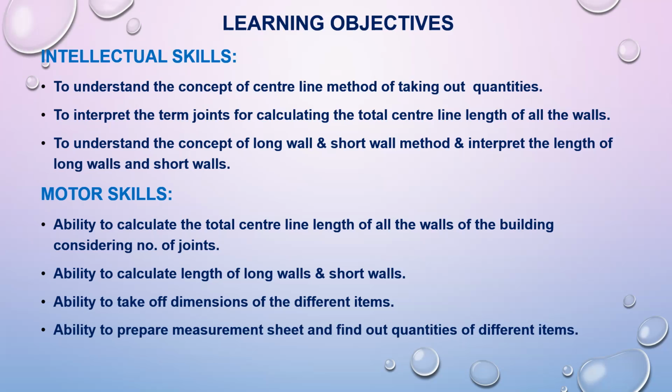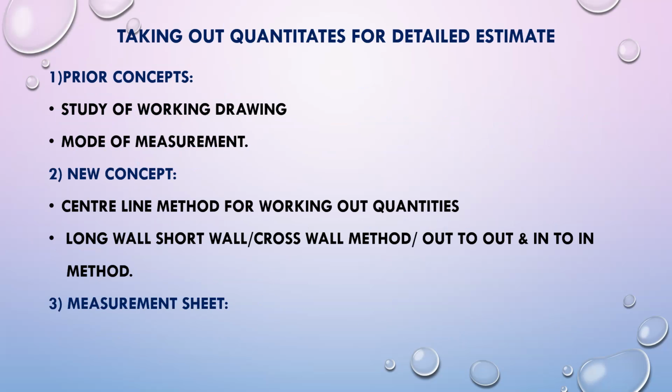Next one is motor skills. We know some intellectual skills are required, at the same time the students should exhibit the motor skills. That means after studying the basic concepts of long wall and short wall, students should be able to calculate the total quantities by long wall and short wall. Number 1, ability to calculate total centerline length of all the walls of the building considering number of joints. Number 2, ability to calculate length of long walls and short walls. Number 3, ability to take off dimensions of the different items. Number 4, ability to prepare measurement sheet and find out quantities of different items.